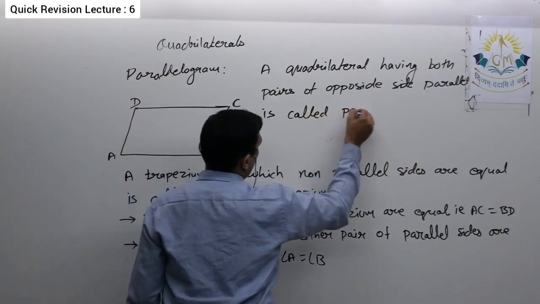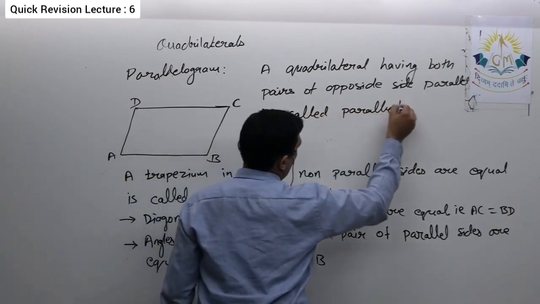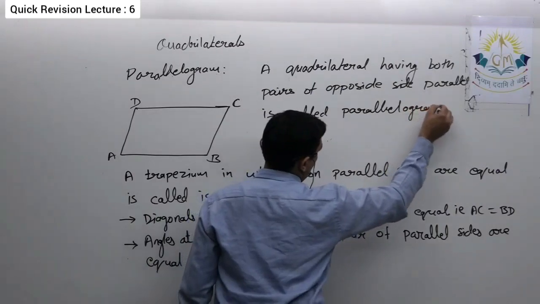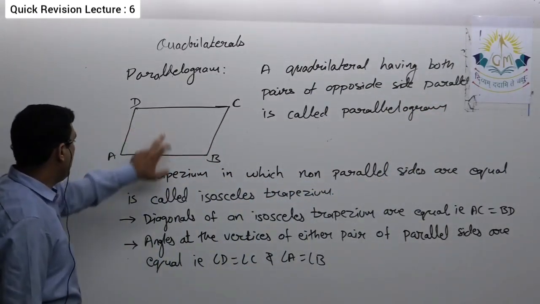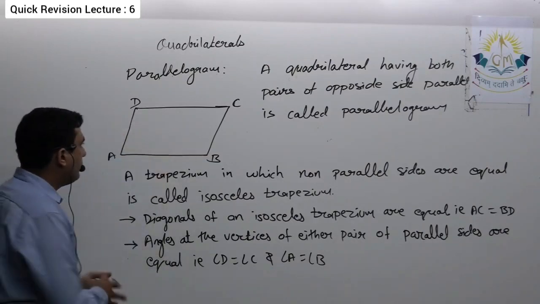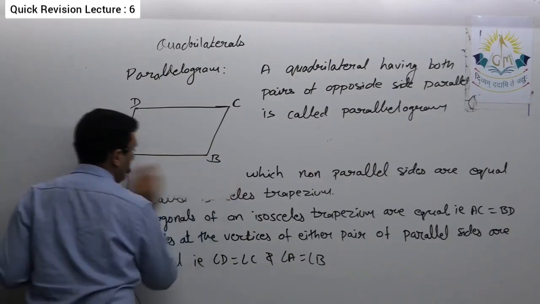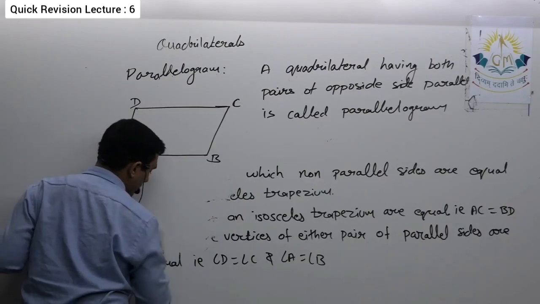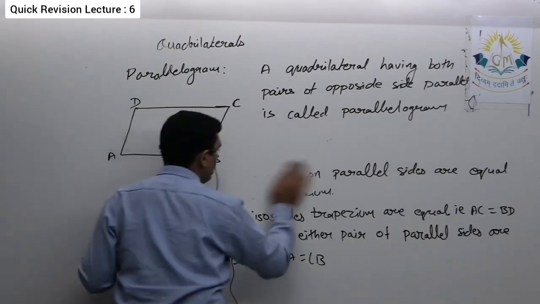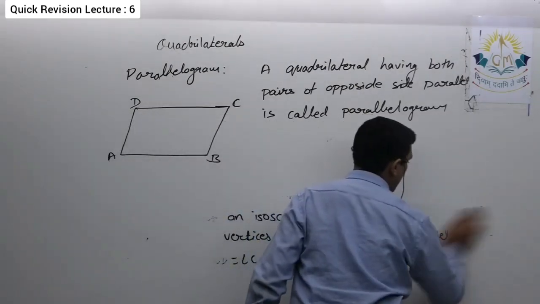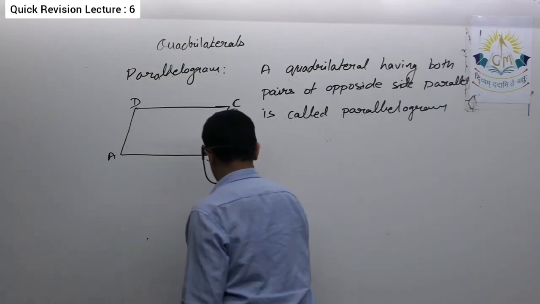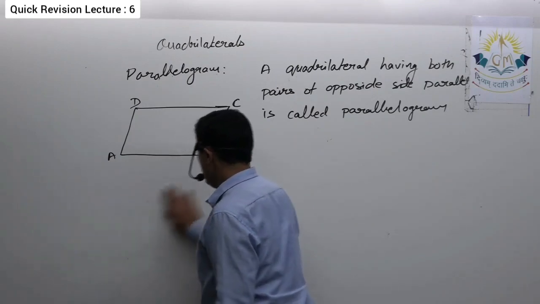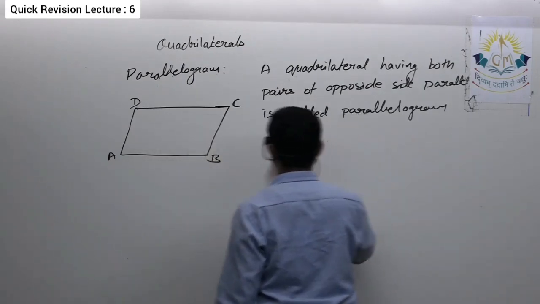is called a parallelogram. Okay, both pairs of opposite sides are parallel. That means DC is parallel to AB and AD is parallel to BC. So this is the definition of the parallelogram.